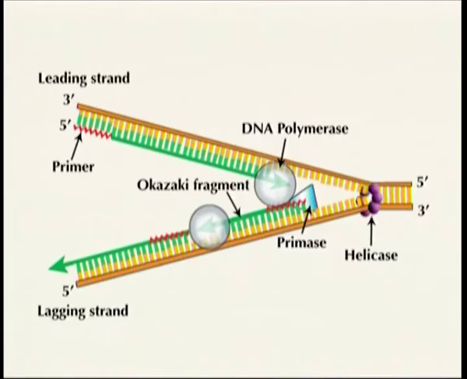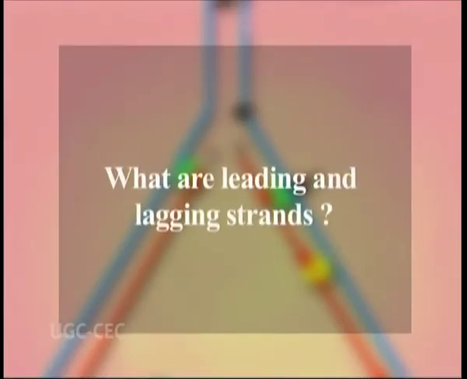Now, the question arises, what are leading and lagging strands? The mechanism of DNA replication explains the synthesis of DNA for one strand, namely the 3', 5' template, which will be copied in the 5', 3' direction by the DNA polymerase. How does the synthesis of the other strand, which apparently seems to grow in the 3', 5' direction, take place?